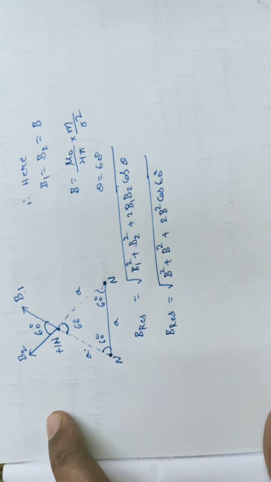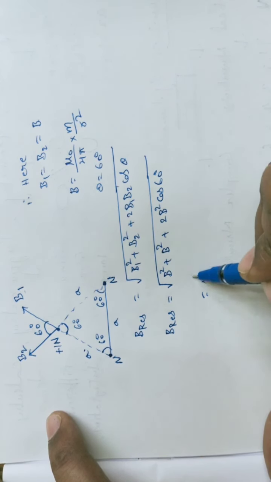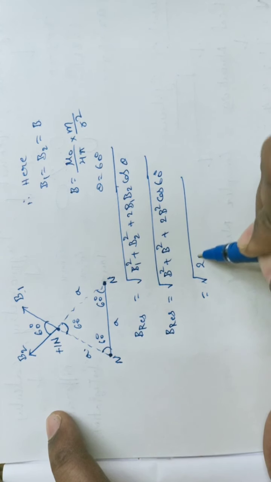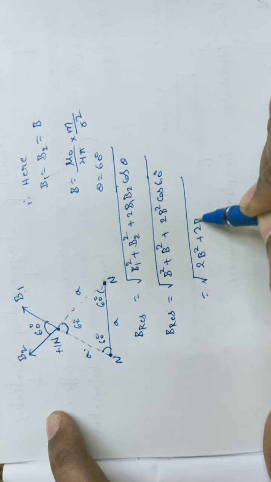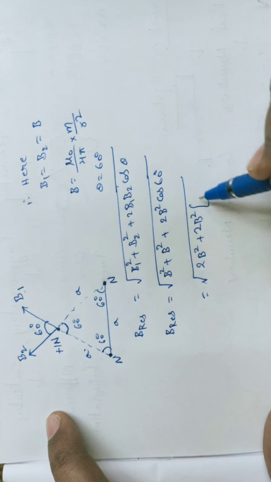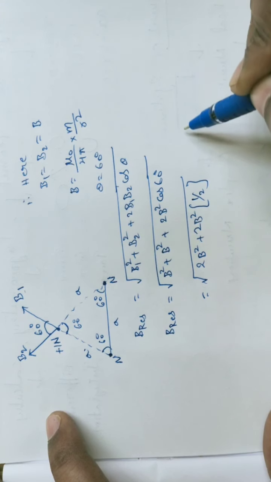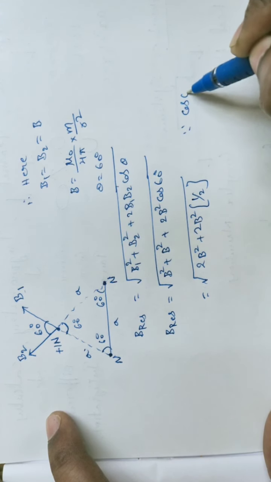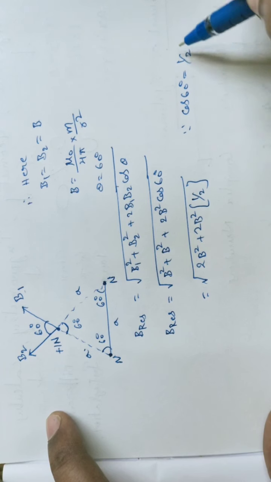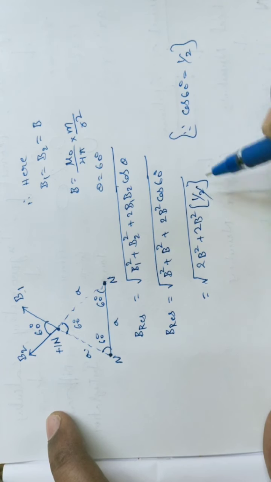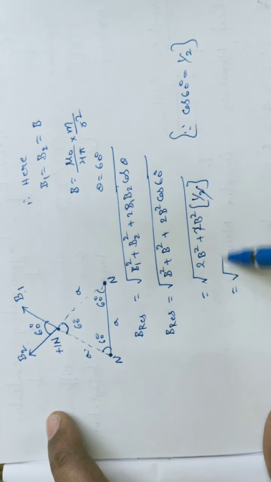So now this is root over 2B square plus 2B square cos 60 degrees. The value of cos 60 degrees is 1 by 2, so the 2 will cancel. Root over 2B square plus B square is nothing but 3B square we are getting.